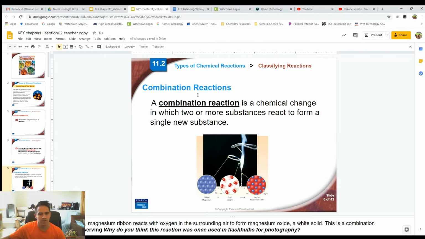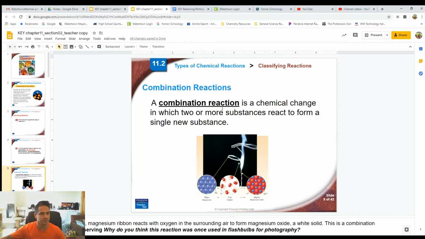how it works. So a combination reaction, as it sounds, is where we have 2 or more substances that are reacting to combine and form a single new substance. These can either be individual elements that are combining to make a compound, or 2 compounds combining to make a more complex compound, or it could be an element and a compound combining to make a more complex compound. Either way, though, you're typically starting with 2 or more reactants, and you're ending up with one product.